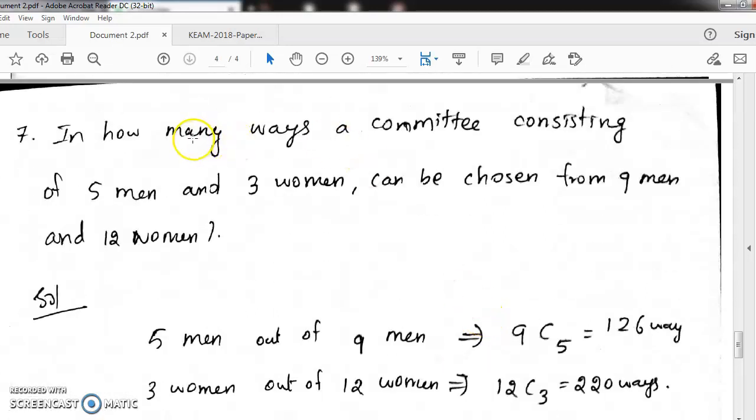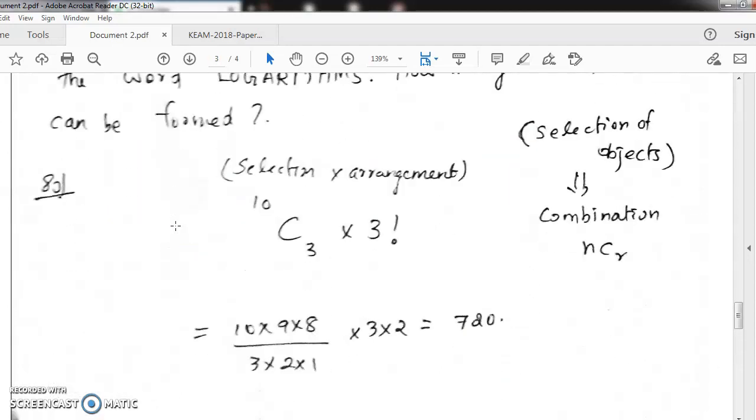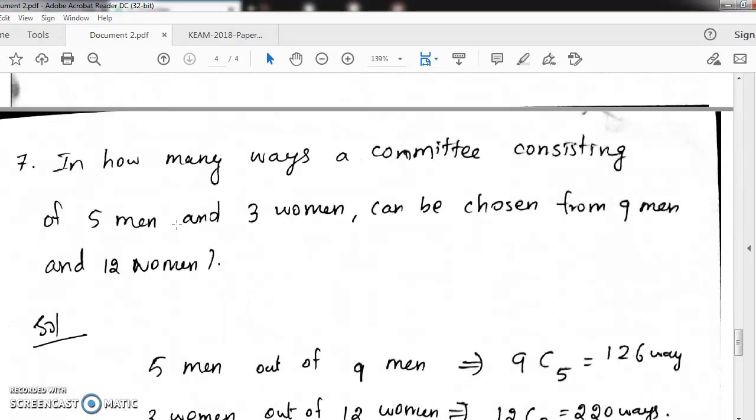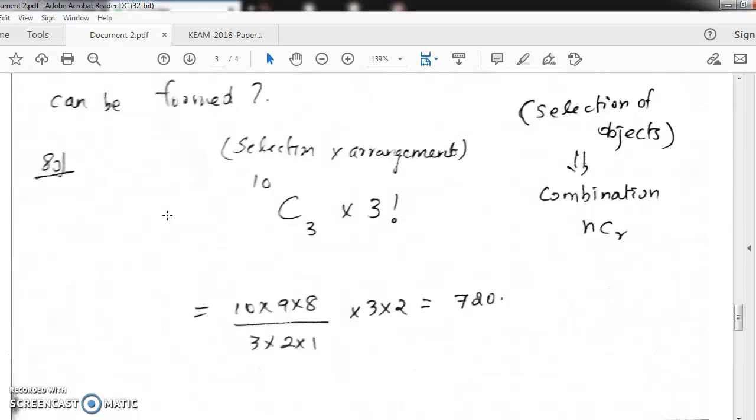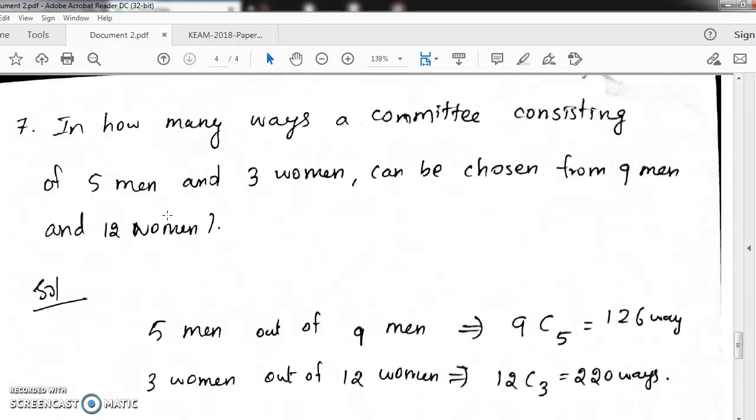Okay. Next, in how many ways can a committee consisting of 5 men and 3 women be chosen from 9 men and 12 women? This problem also comes under probability. Once again, as I said earlier, it is selection of objects, so you have to go for a combination. 5 men and 3 women will be selected from 9 men and 12 women.